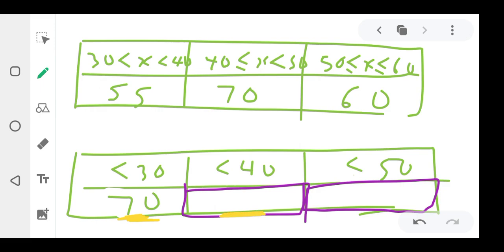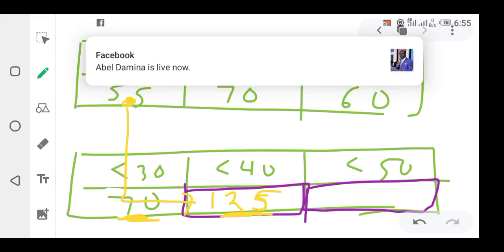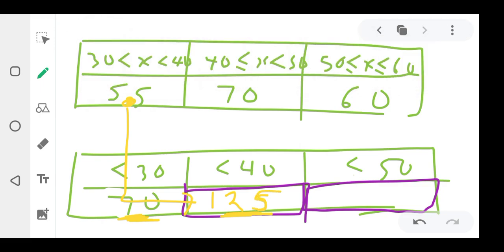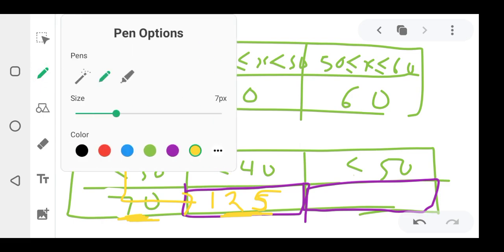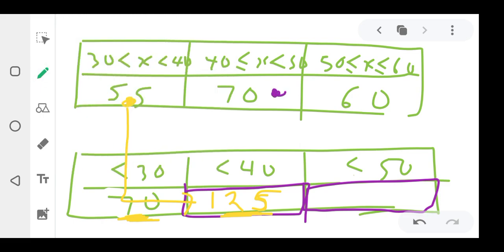Meaning to get this number here in the next one, I'm supposed to add 55 plus 70. I'll get the number for here. So 55 plus 70 is 125. You see, 125. That's how you get that. Same thing, when I want to get the next box again, I'm going to add this number here, which is 70 plus 125. I'll get this one here. So 70 plus 125 will give me 195. You see, that's how you get these numbers.